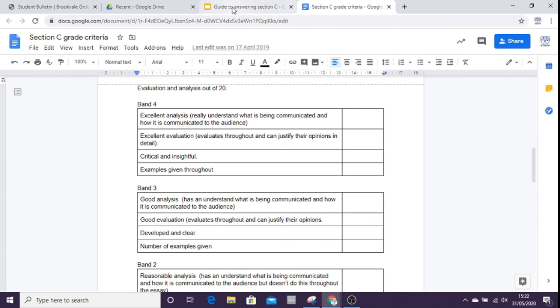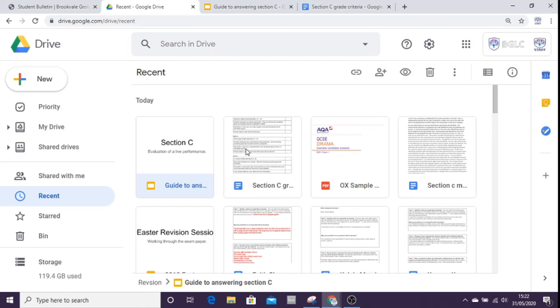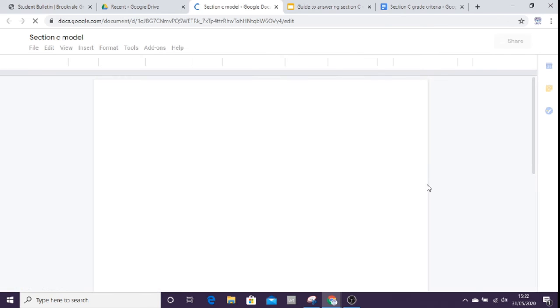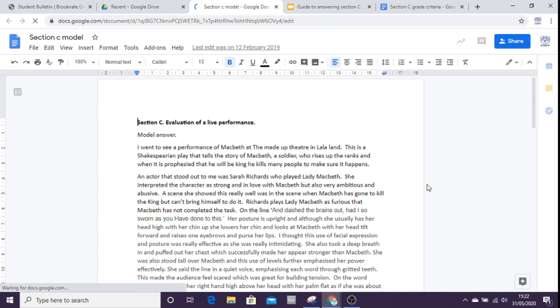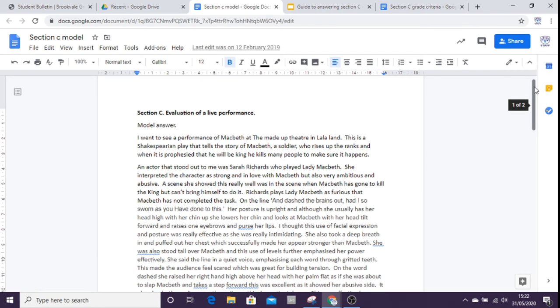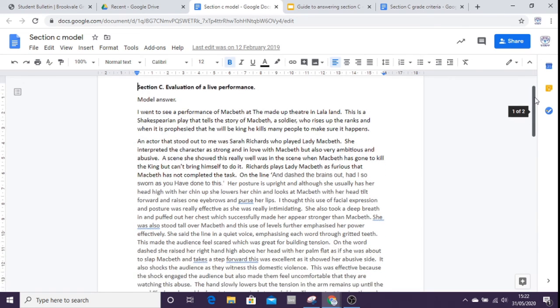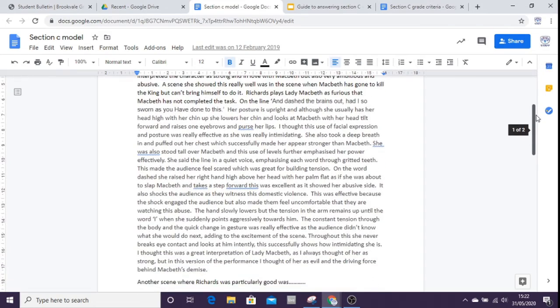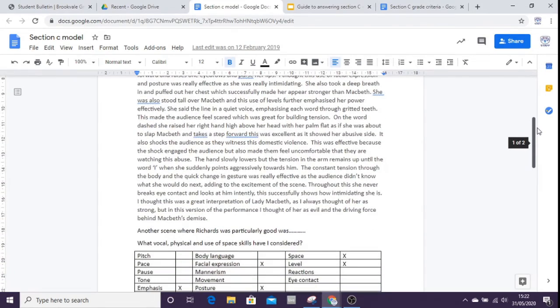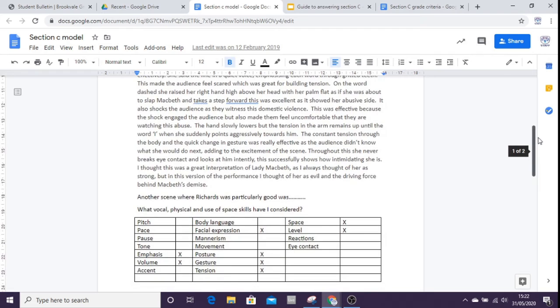So what you'll also see that I have given you is some sample answers. So there's two. One is from the exam board, the Noughts and Crosses sample answers. If you go to page 30, you'll see a sample answer there. And here is another model answer that I've created. If you read through that, I think what you'll see is that actually it's about analysis and evaluation throughout, and it's about being very sort of detailed.